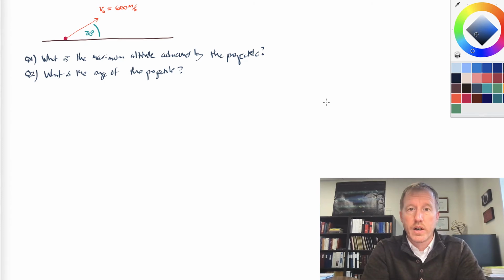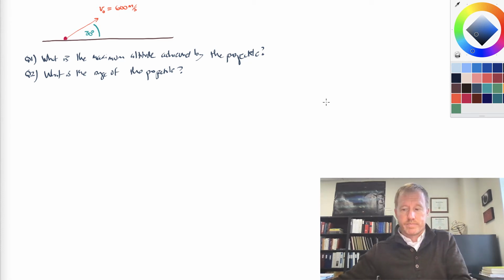The other assumption we're going to make is that the horizontal and the vertical components of the motion are, in a sense, independent of one another. That is, we can treat the vertical motion separately from the horizontal motion. So we're going to break this problem into a vertical problem, you'll see what I mean by that in a moment, and a horizontal problem. And then at the end, we'll put things back together. Okay, so here we go.